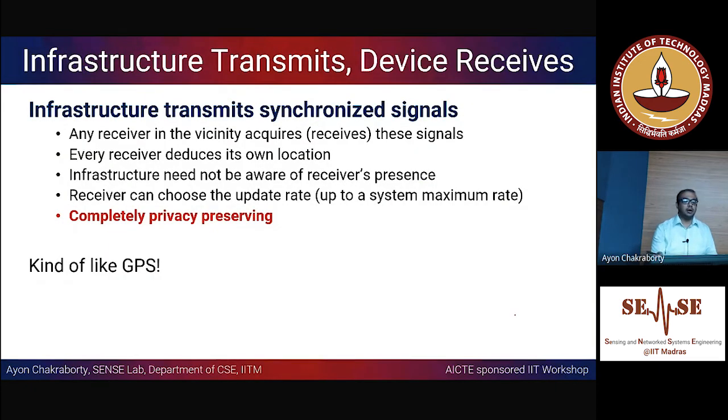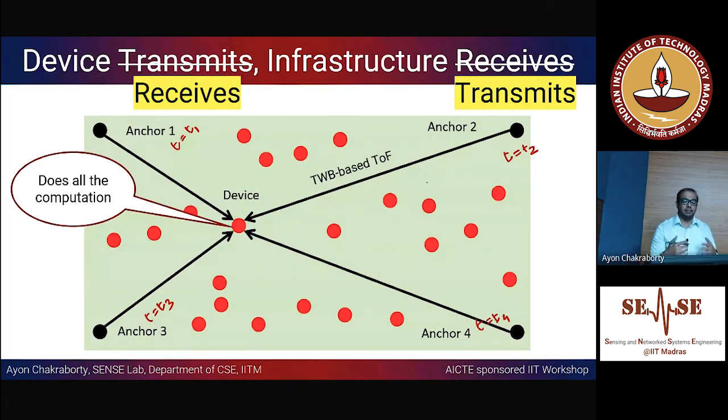So this is like GPS, right? Any receiver in the vicinity acquires these signals. Every receiver deduces its own location. The infrastructure need not be aware of the receiver's presence. Let's say I am running a big shopping mall. I have installed these anchors. I don't even want to know whether some people have come into my shopping mall or not. This is completely privacy preserving also.